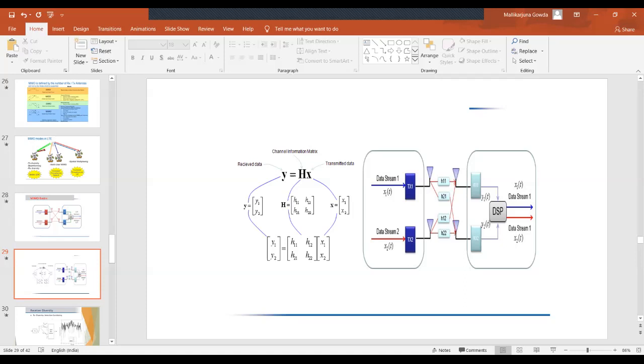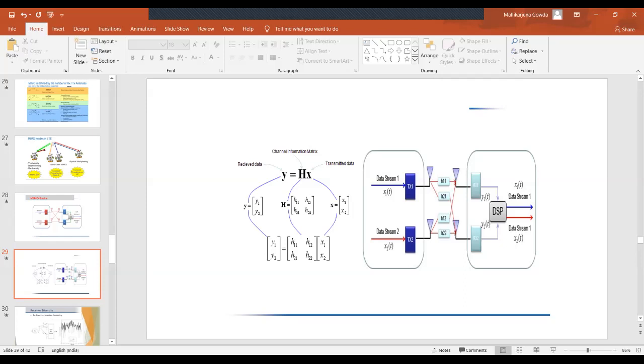So here Y1 of T, Y2 of T is there, right? So Y1, Y2, that is one matrix. And H, again, is the H matrix, with two transmit antennas and two receive antennas, I get H11, H12, H21, and H22. And the transmitted symbol, I have two streams, right? X1 of T and X2 of T. That is why this is in the form of a vector. Y is equal to HX. X is again X1, X2.